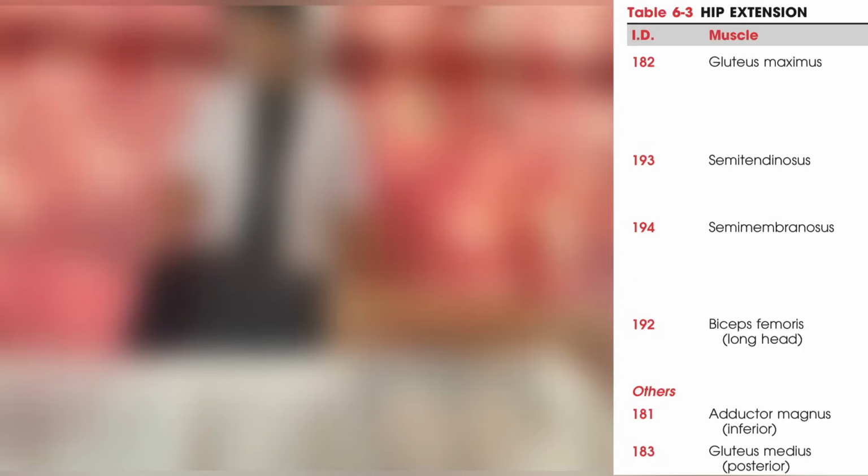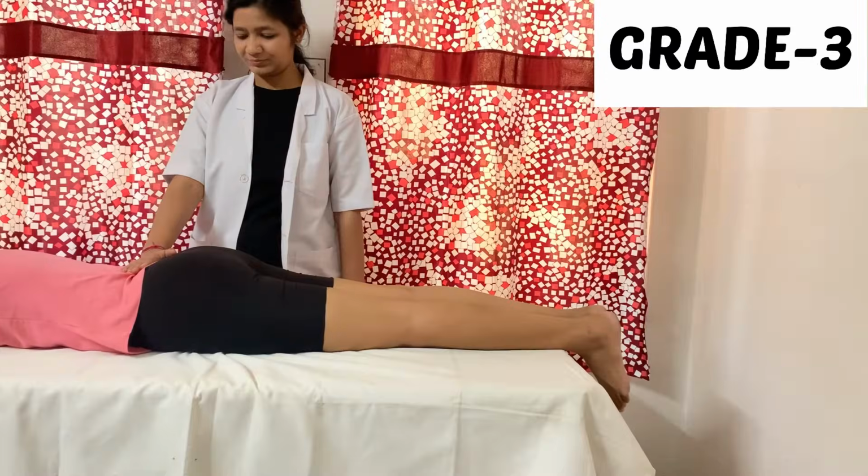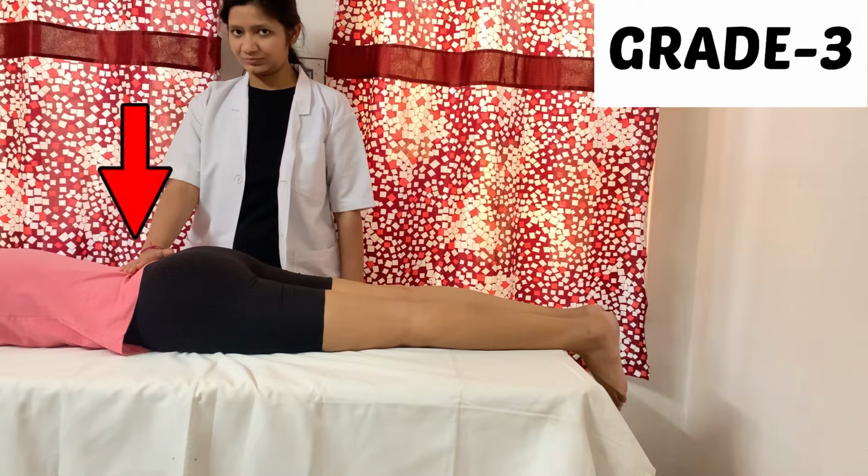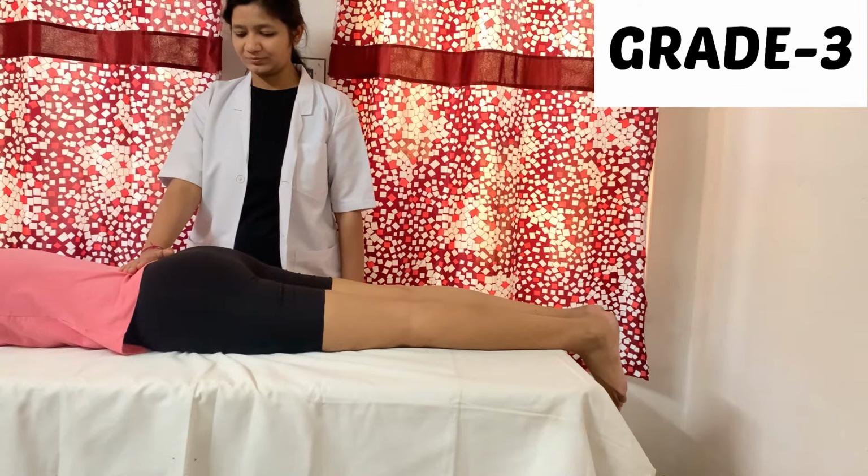So the major muscles that are responsible for hip extension are gluteus maximus, semitendinosus, semimembranosus and long head of biceps femoris, and other muscles are adductor magnus inferior fibers and gluteus medius posterior fibers. Normal ROM is 0 to 20 degrees. So for grade 3, the patient will be in prone lying as you can see, and the therapist will be standing just beside the tested limb, and with one hand he will stabilize the pelvis and then ask the patient to perform hip extension.